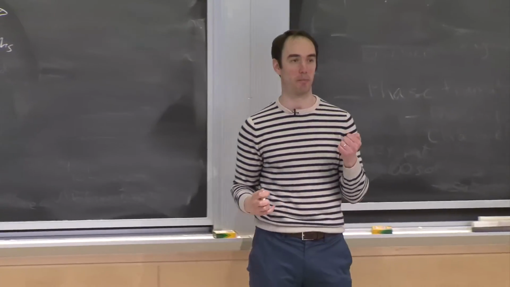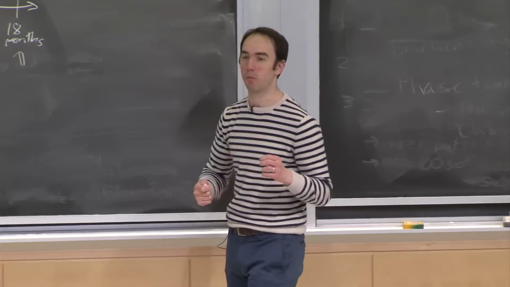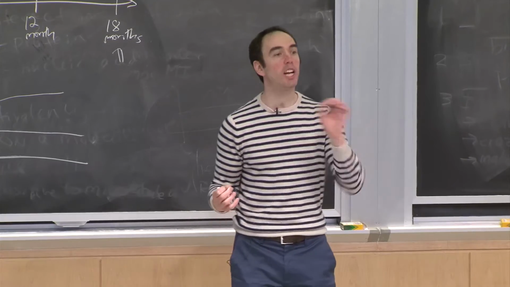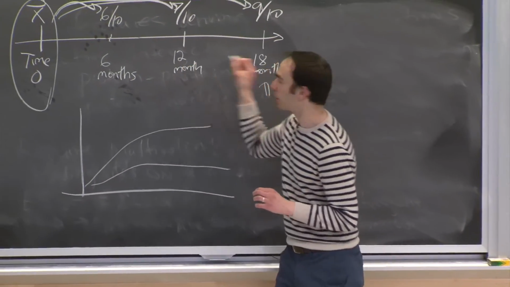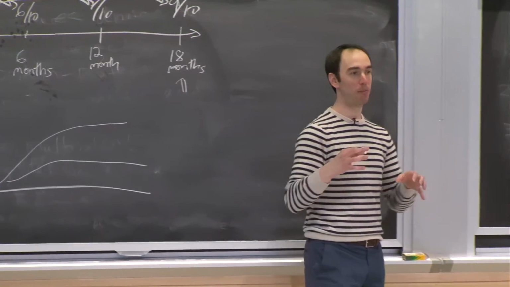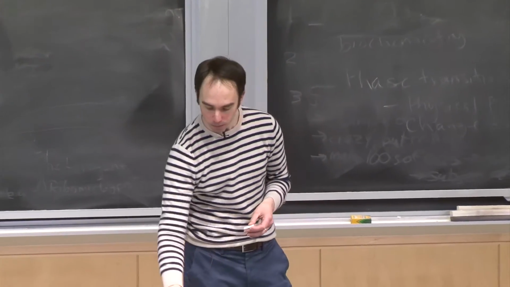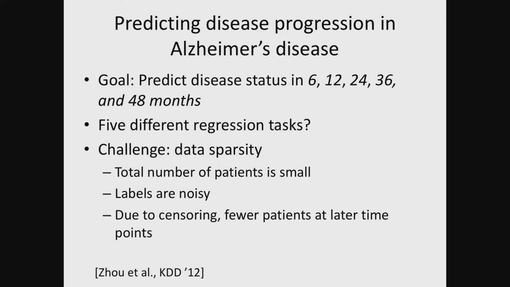So the method I'll be talking about today is in fact what I view as the simplest possible approach to this problem. It's a direct prediction approach. We're going to predict each of the different time points independently, but we will tie together the parameters of the model, as was suggested, using a multitask learning approach. The reason we want multitask learning is data sparsity.